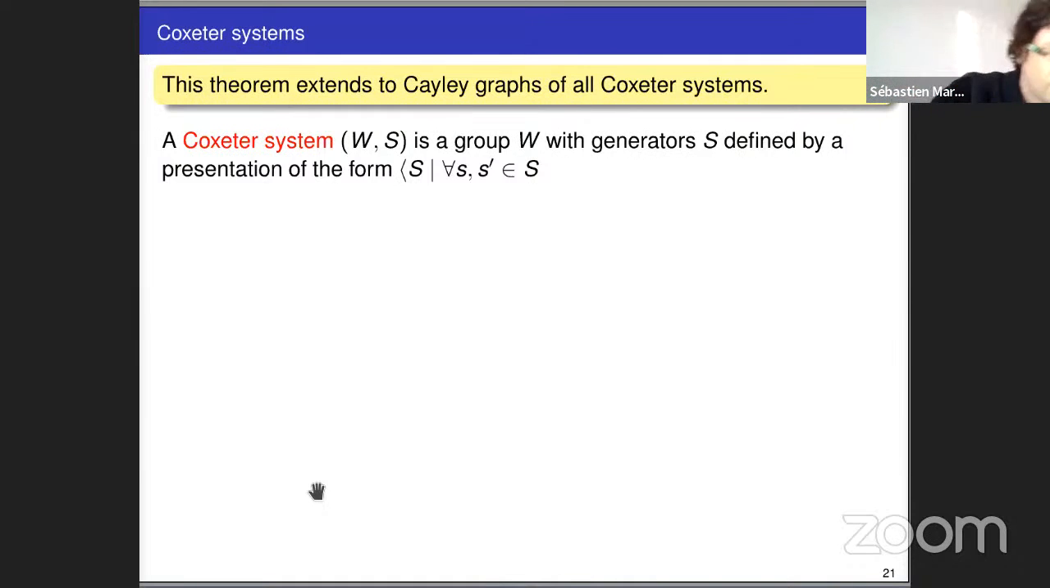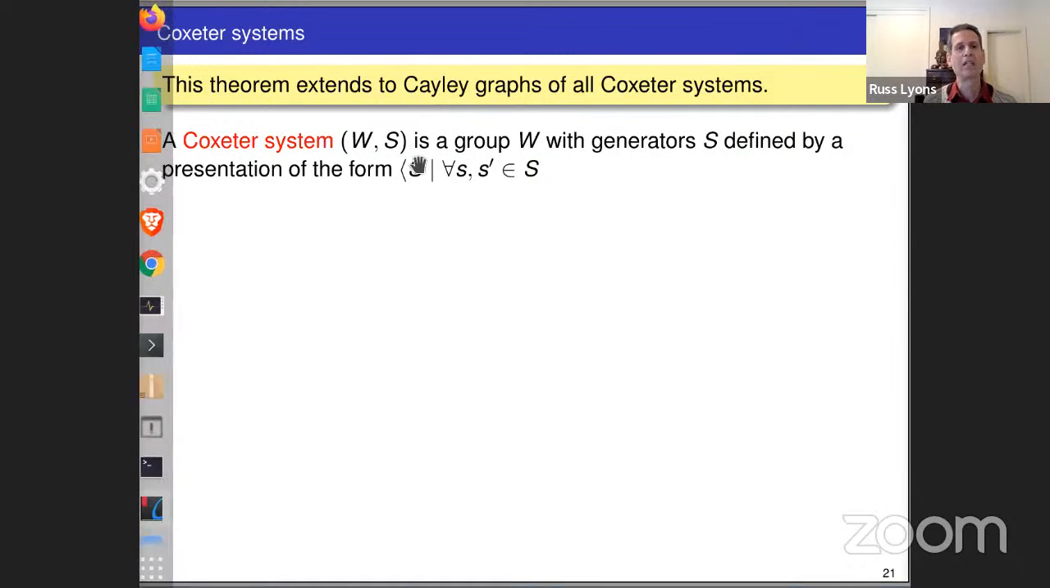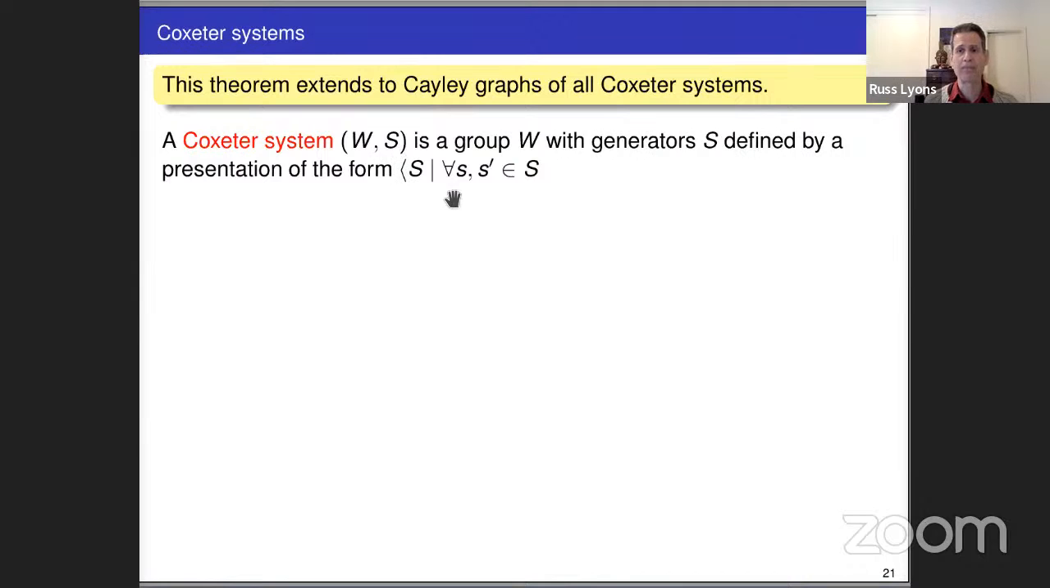Okay. So I remember I emphasized this reflection in the edge in a tree. Well, actually, that's one of the key ideas for trees. It is very simple. This theorem that I just proved extends to trees of all degree, but in fact, k-graphs of all Coxeter systems. And what is a Coxeter system? It's a group W with generators S defined by a certain presentation.